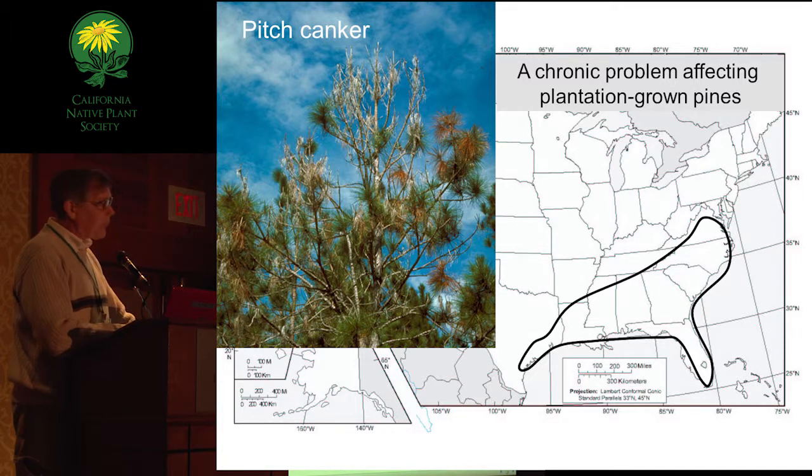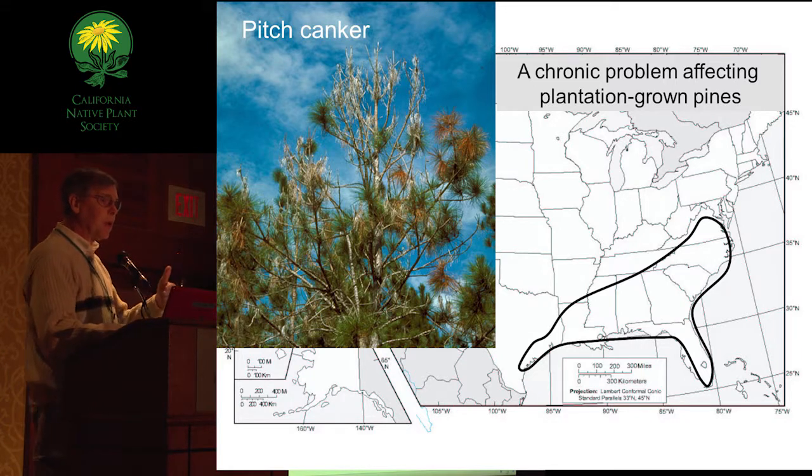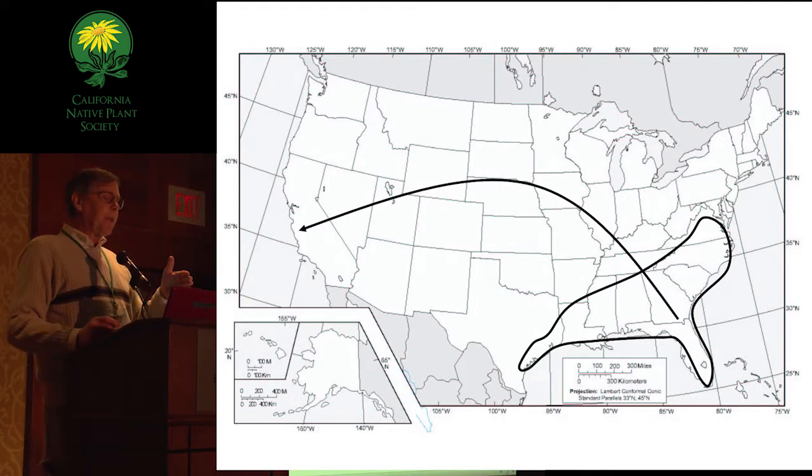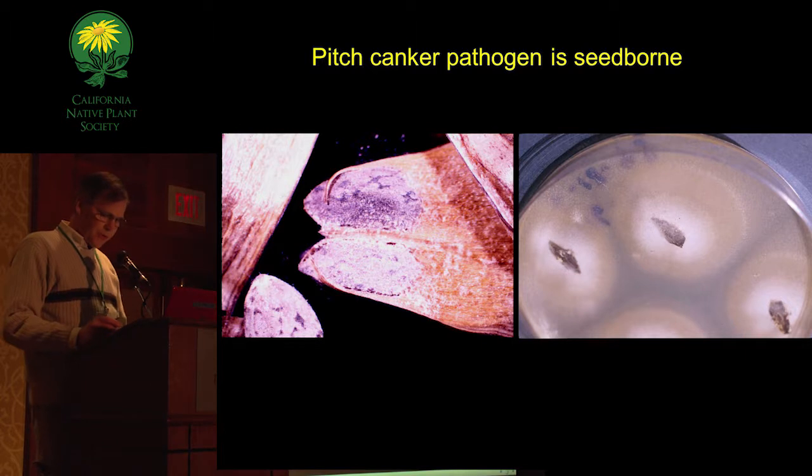It was a well-recognized problem of plantation-grown pines in the southeastern United States. What I'm going to describe is the pathways by which we believe it came to California, got distributed within the state, and the manner in which the native plant communities have responded to the introduction. We have good reason to think that the pathogen was transported to California with seed.